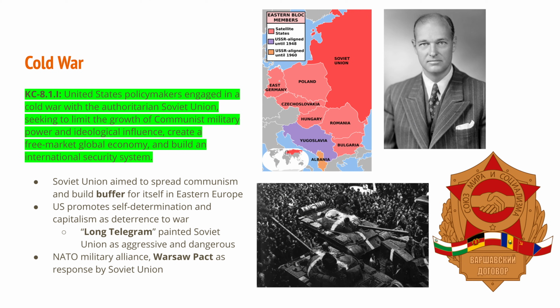All right, with the Cold War, the United States policymakers engaged in a Cold War with the authoritarian Soviet Union. We were seeking to limit the growth of the communist military power and ideological influence, also to create a free market global economy, and to build an international security system. So the Soviet Union was aiming to spread communism abroad and to build a buffer for itself in Eastern Europe.